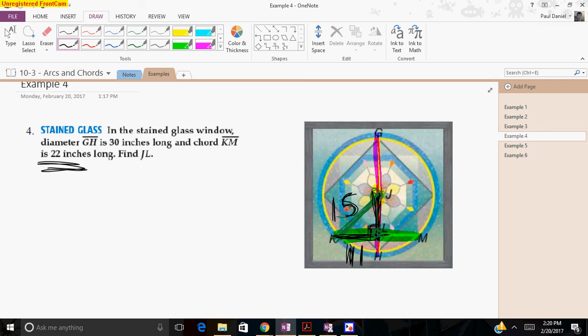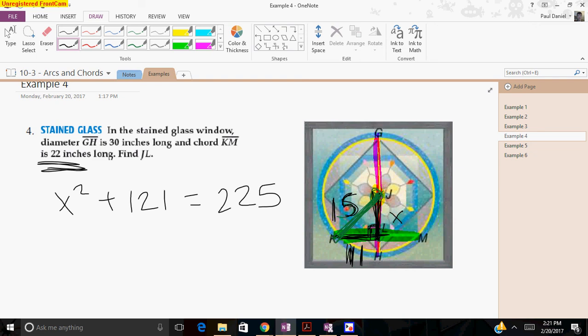So we're going to say that this JL value, I'm going to call that X, because I don't want to write JL a million times. All right, X squared plus the other short side, 11 squared, which is 121, needs to be equal to 15 squared, which is 225. That needs to be true. I'm fairly confident in that. Are y'all fairly confident in that?